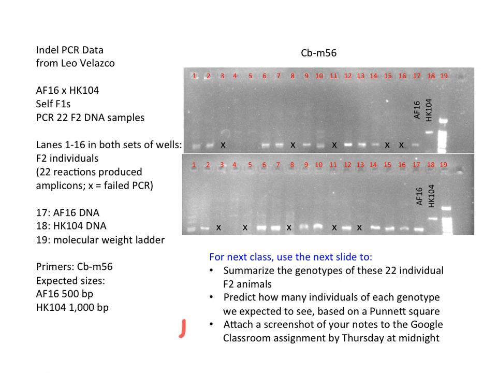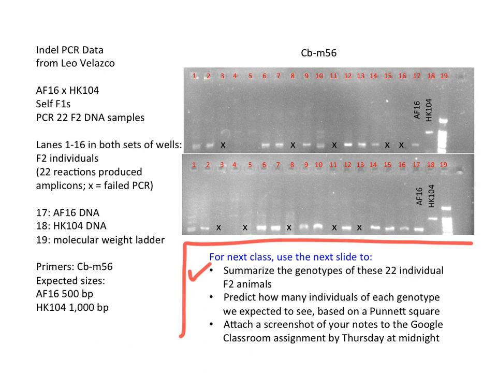Here's your job for the next class, down there in the bottom. This is a different piece of data from Leo, but these are his genotyping data. So go through, just like we just walked through very briefly, I know. Figure out for each of the lanes, what's its genotype? Is it homozygous AF16? Is it heterozygous? Or is it homozygous HK104? Right, so that's the first step.